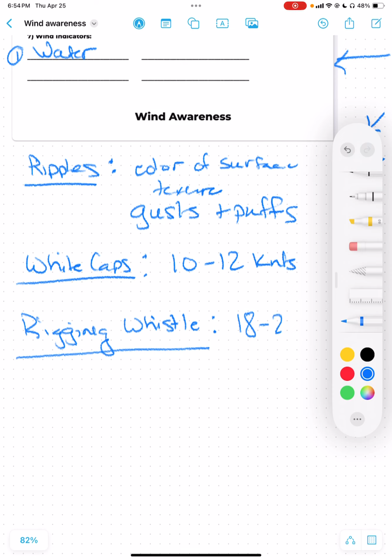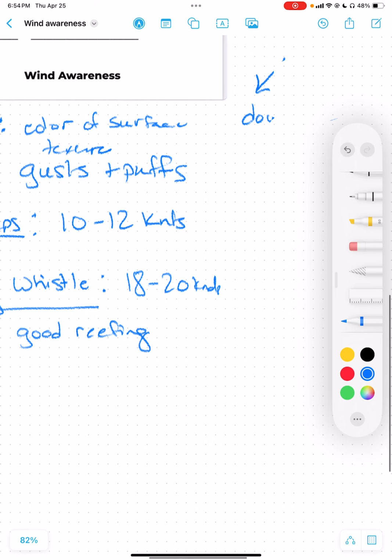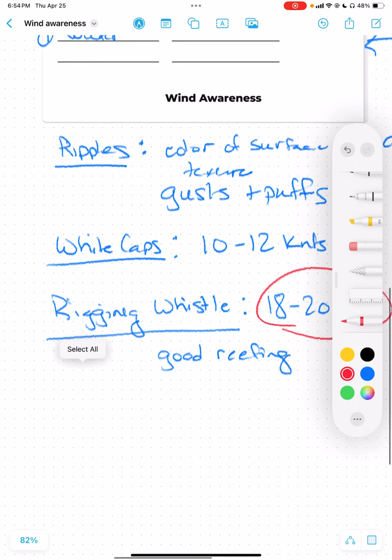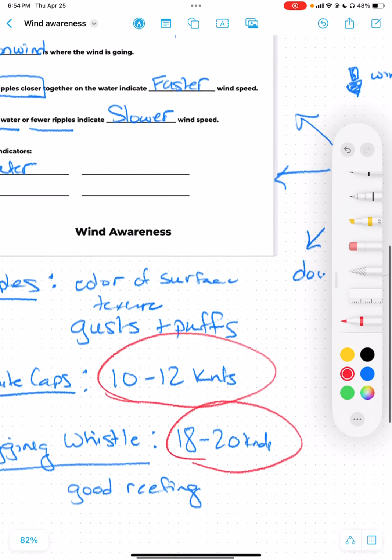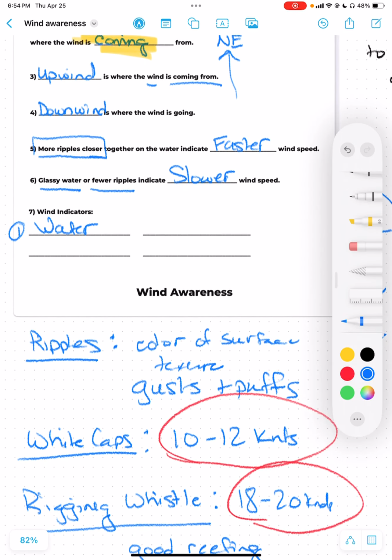And when the rigging on a boat starts to whistle, that usually indicates at least 18 to 20 knots. So that's a good time to start thinking about reefing, and we'll talk about reefing again. But it's important that you know these wind ranges. You hear whistling in the rigging, that's 18 to 20. You see whitecaps, that's 10 to 12. So those are wind indicators.